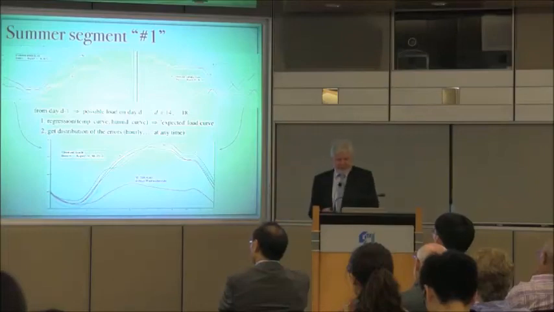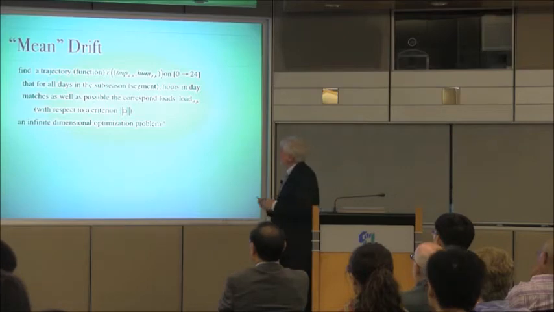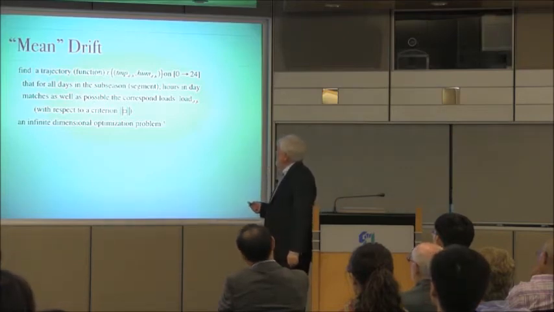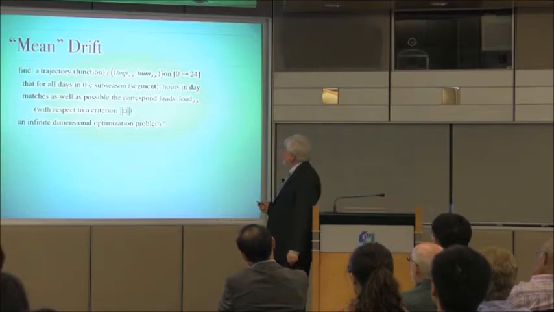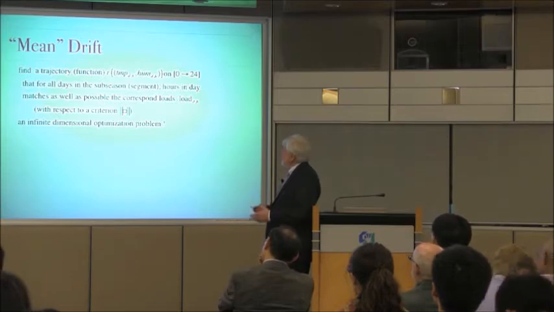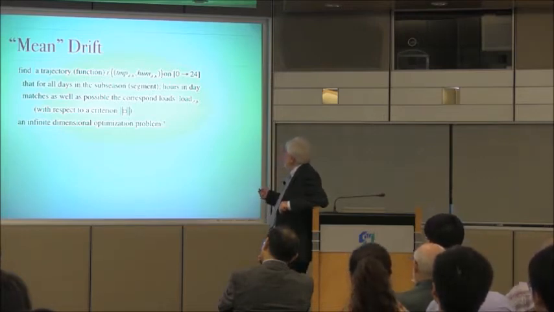errors. So how do you get the mean drift? Well, the mean drift, or the trajectory, will take into account the temperature and the humidity for the 0 to 24 hours. I'm speaking about just one summer season. That for all days in the summer season, all hours in the day, matches as closely as possible the corresponding loads. Okay? So the load for a particular day and the hour.